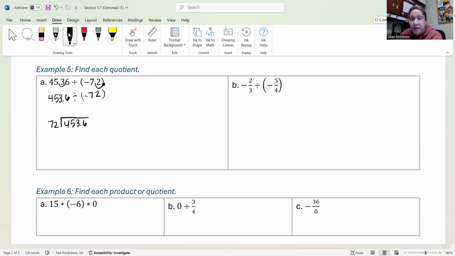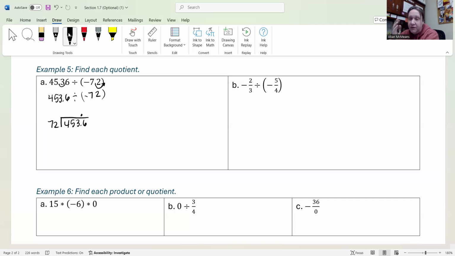When you're dividing, the dividend can be a decimal, that's fine. We want to just bring the decimal up into the answer. And then we have to start the dividing. It can be a little bit challenging, but if you're good with your multiplication or at least estimating, you can get through this. So we want to know how many times 72 goes into 453.